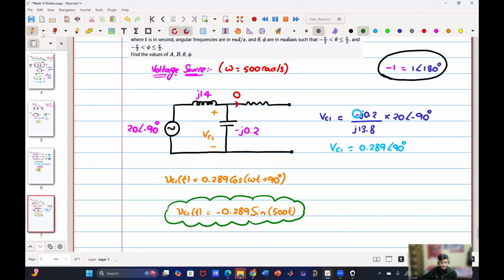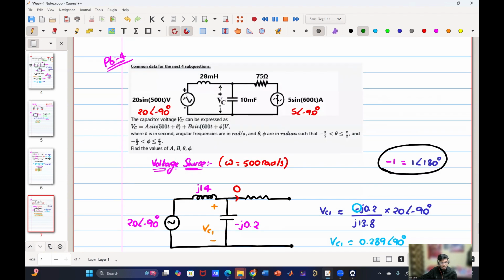Sir, how did it become open circuit? Because we are applying superposition, the current source will be open when I consider the voltage source. Similarly, when I consider the current source, the voltage source will be short circuit. Then we should solve one more time by short circuiting the source. Yes, you're right, we have to solve. Until this point clear everyone?